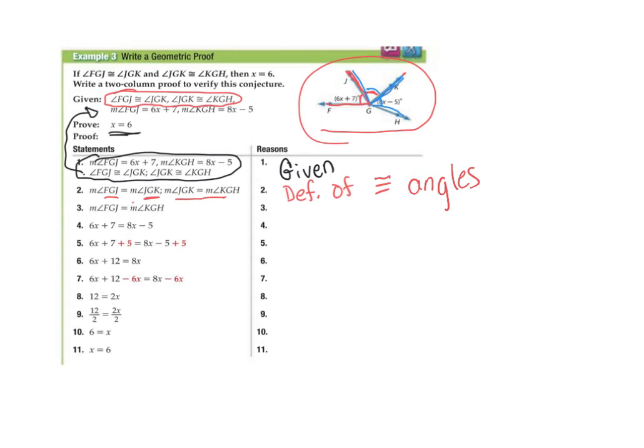Okay, so now let's see what we're doing. The next statement is telling me that FGJ is equal to KGH, and that was not given to me. But what happened is that we said that JGK, the angle in the middle here in green, was congruent to the angle on the left, which is in red, and congruent to the angle on the right. Because I have the same thing equal to two different things, those two other angles also have to be congruent to each other, and that is because of the transitive property.